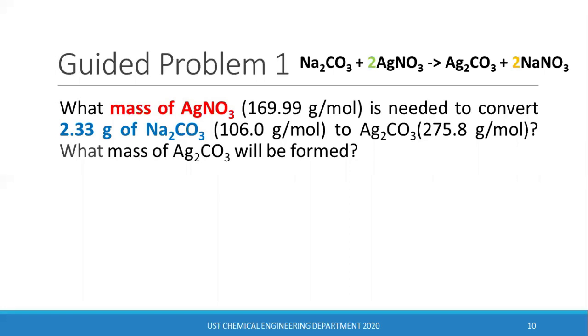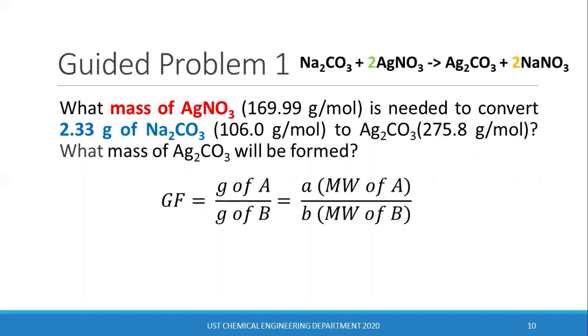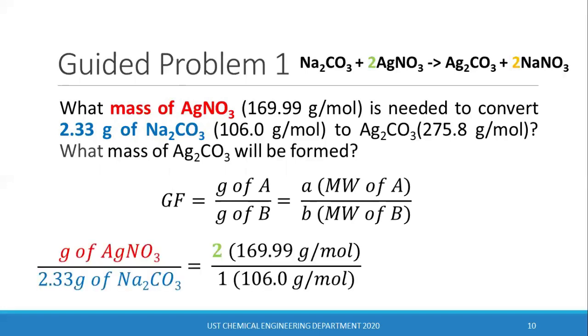Let's recall the formula for the gravimetric factor. As mentioned earlier, gravimetric factors are not only limited to precipitates and analytes. Pwede rin sila gamitin for two reactants, like in this problem, gagamitin natin siya for silver nitrate and sodium carbonate. Let's replace A with silver nitrate and B with sodium carbonate. This ratio of mass is equal to 2 times the formula weight of silver nitrate divided by 1 times the formula weight of sodium carbonate.